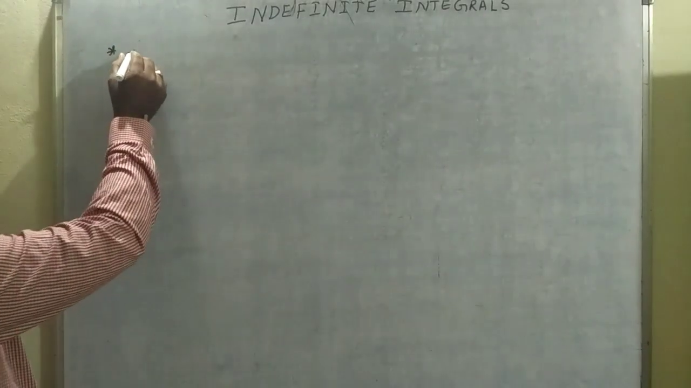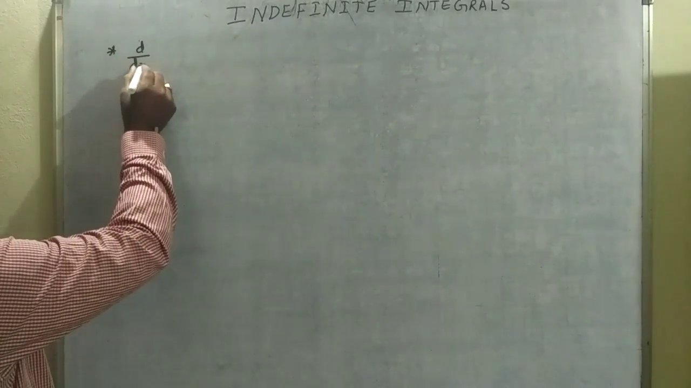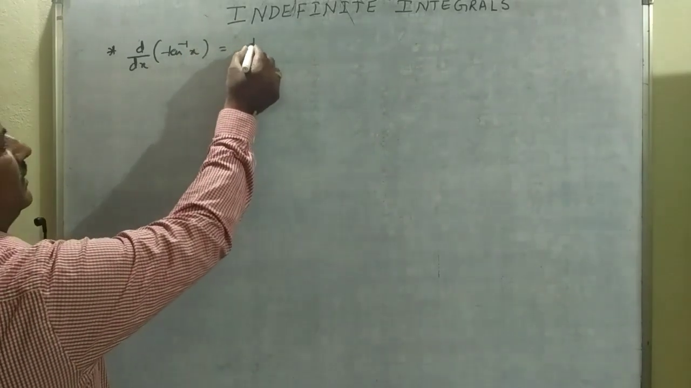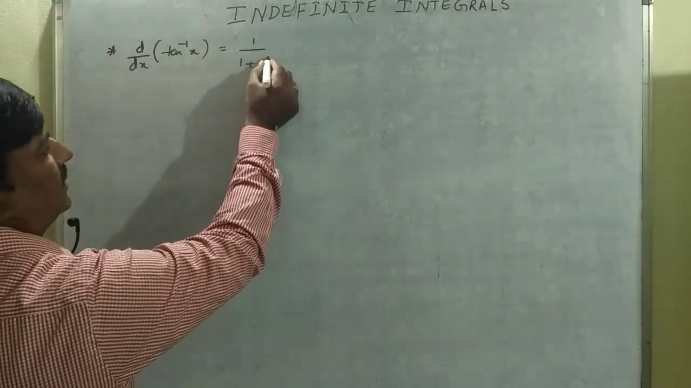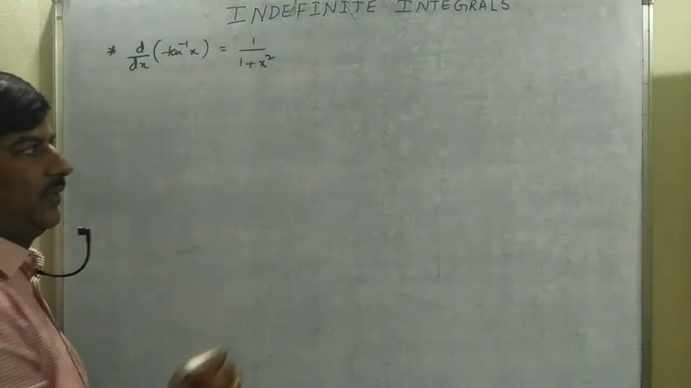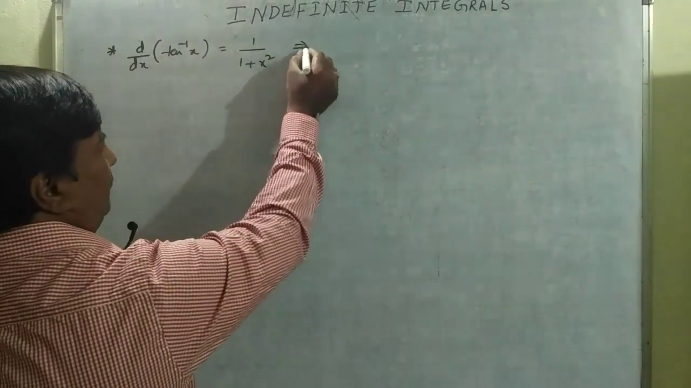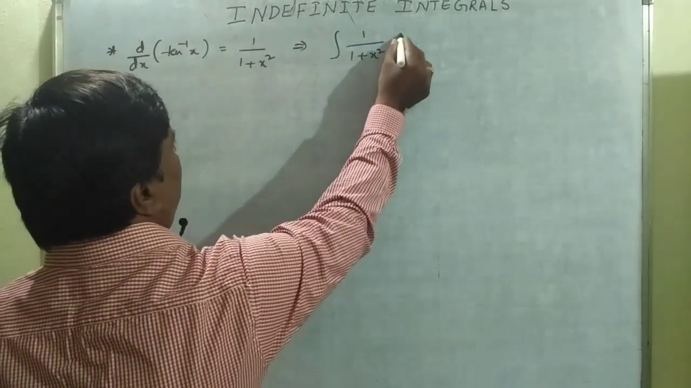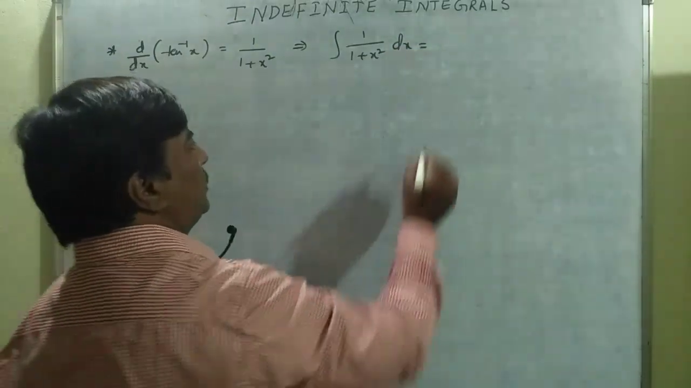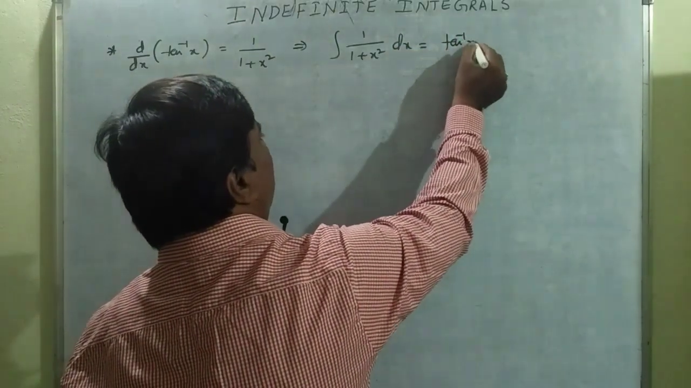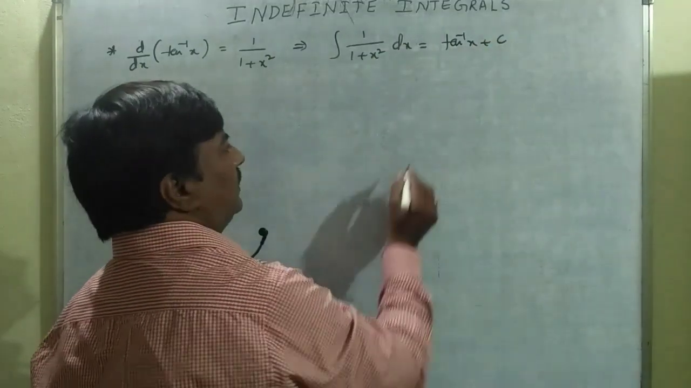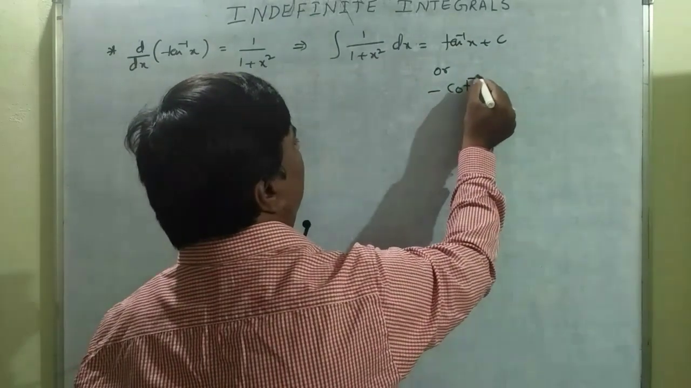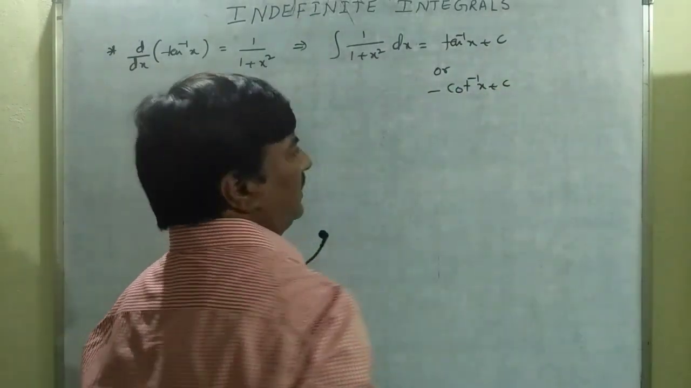Go for the next formula, d by dx of tan inverse of x. The derivative of tan inverse of x is 1 by 1 plus x square. The reverse process of differentiation is integration. That means the integral of 1 by 1 plus x square is equal to tan inverse of x plus c, or in conversion, we get minus cot inverse of x plus c.